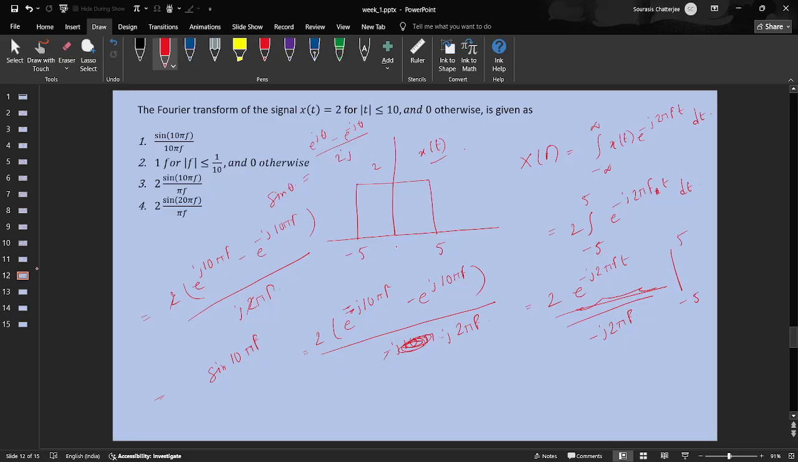Yes. So you have 2j here, and here we have j pi f. So essentially it can be cancelled. We are left with 2 sine 10 pi f by pi f. So essentially it's the third one.